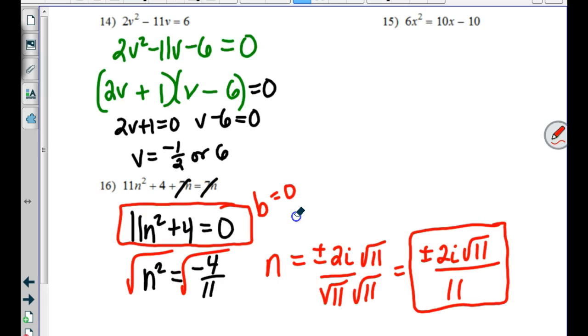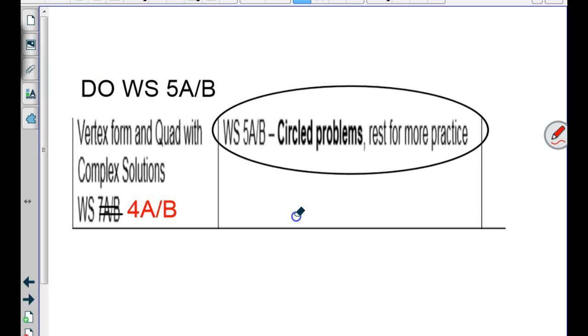All right, is that enough? You get the idea? I don't think I need to do any more examples. Okay, so you're supposed to work on worksheet 5. You only have to do the circled problems. I don't know what numbers they are. Are there circled problems on worksheet 5? Okay.